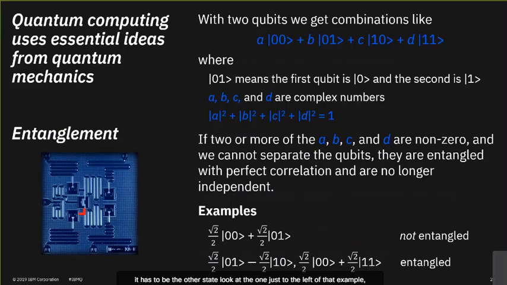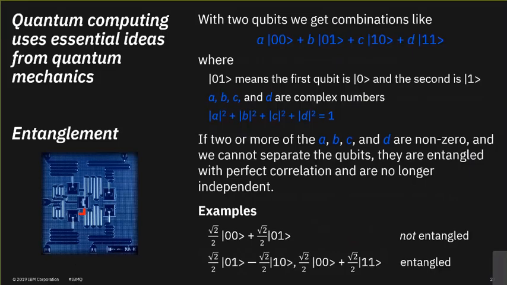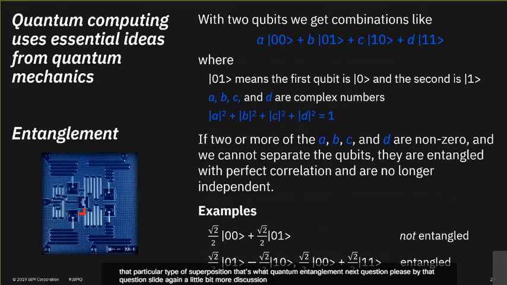Look at the one just to the left of that example, the 0,1 and 1,0 example. You have square root of 2 over 2 times 0,1, minus square root of 2 over 2 times 1,0. Let's say you measure one of those qubits and you get a 0 value. The other qubit must have the opposite value. If you measure a 0, then the other qubit has to be in the 1 state. Or if I was to measure a 1, the other qubit would have to be in the 0 state, if you're in that particular type of superposition. That's what quantum entanglement is.